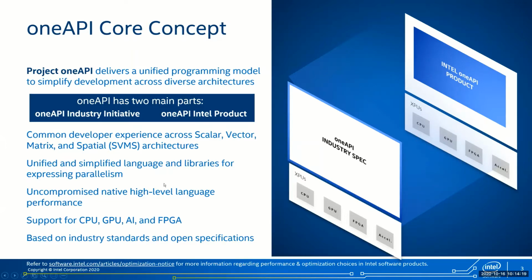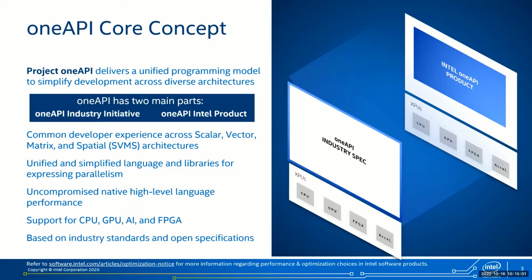Data parallel C++, of course, provides direct programming in standard C++, which gives a huge amount of flexibility in programming and also is able to get native high-level language performance. It's based on industry standards and open specifications of C++, SYCL from the Khronos group, and LLVM, which is a compiler technology that's been developed in the community. So this basis of using open specifications and standards promotes cross-vendor collaboration and community contribution to the tools and to the library development.